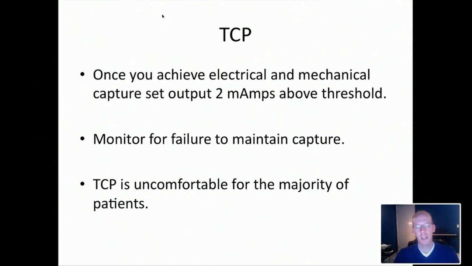So you want to be at the minimum amount to get capture, but not right at that threshold because things may change and then you'll lose capture. And so that means you need to continuously monitor for failure to capture. If this starts failing, then you're going to be back to where you started. So continuously assess that. Maybe you'll want to place an arterial line as you wait for more definitive therapy so you can have a better assessment of the beat-to-beat cardiovascular status of this patient.